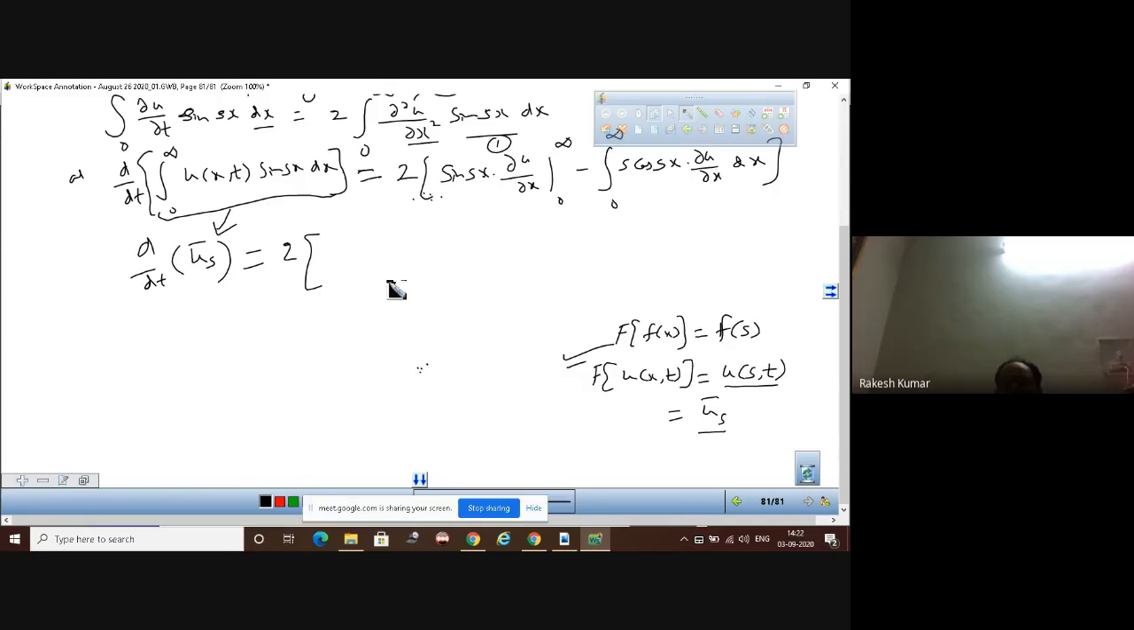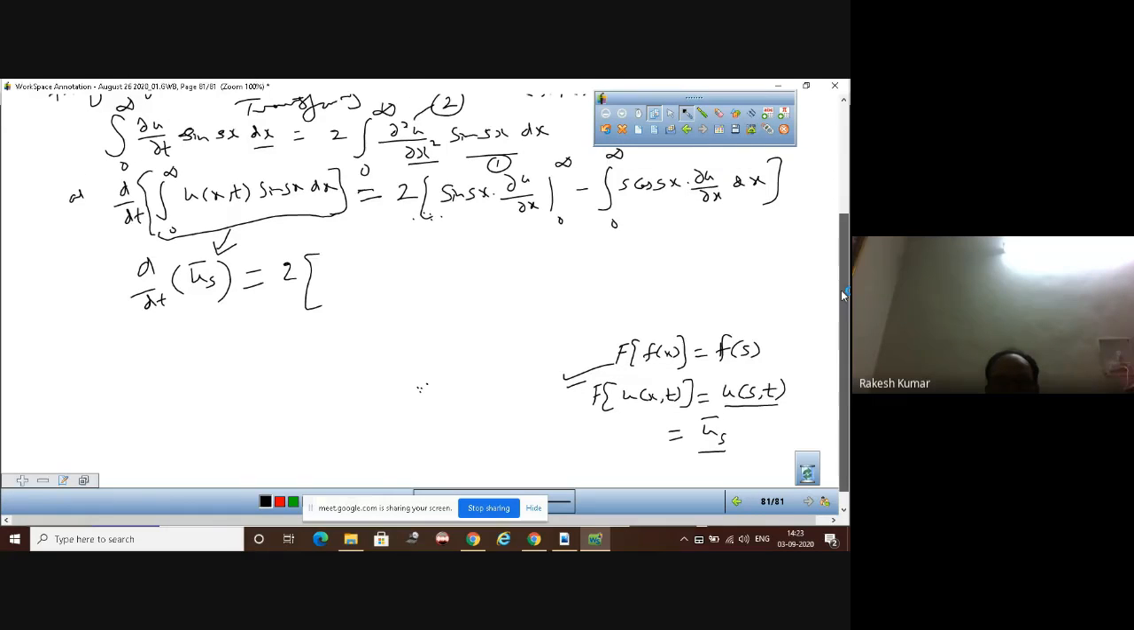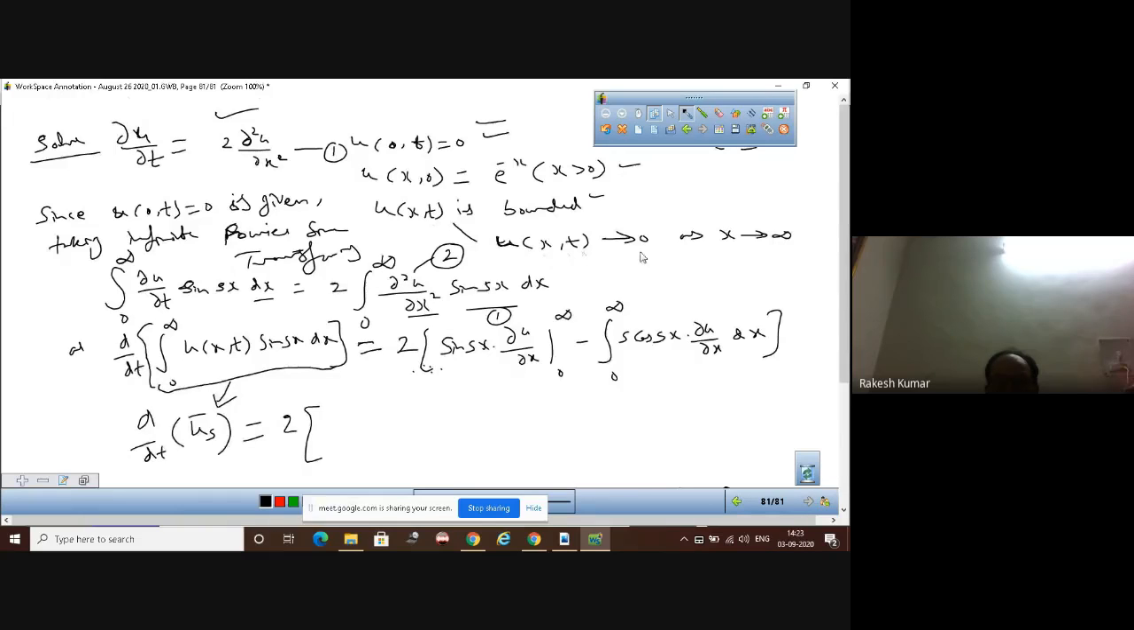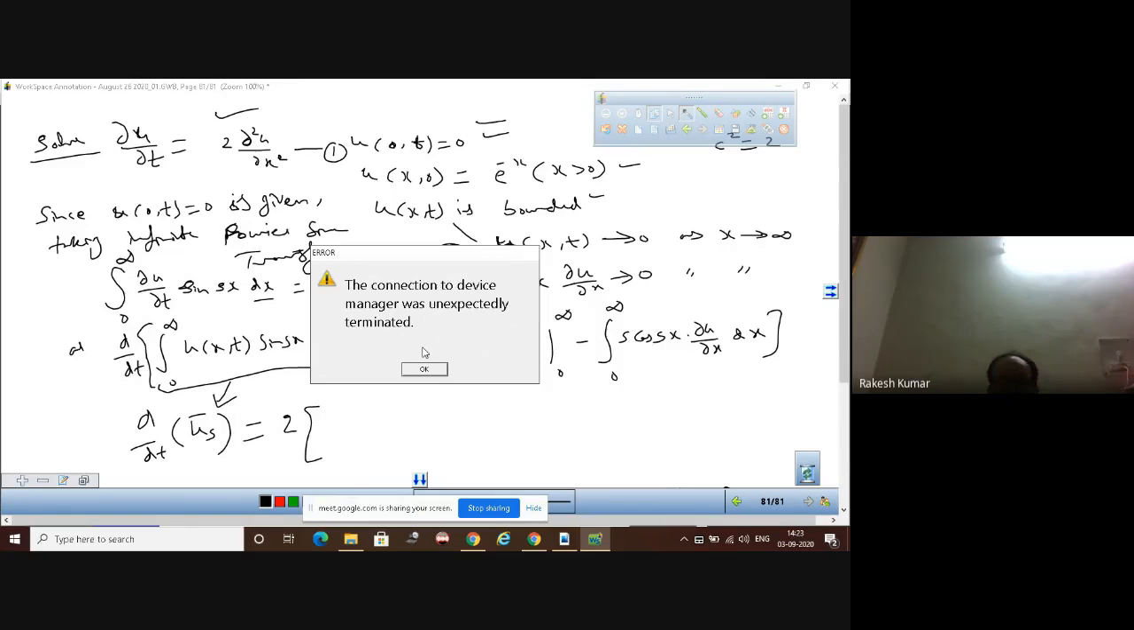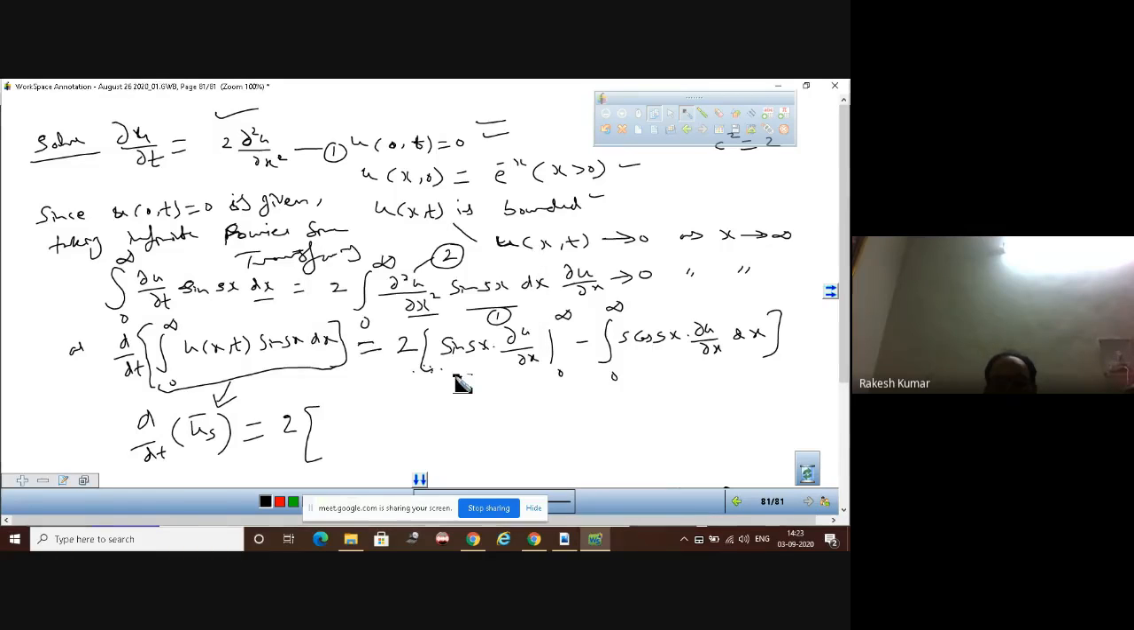and del u by del x, as we know, u(x,t) is bounded. It means u(x,t) approaches 0 as x approaches infinity. If this approaches 0, it means its derivative will also approach 0 as x approaches infinity. So accordingly, for the upper limit, the value of this term will come out to be 0. And on the other hand side, the sine of 0 will also be 0.